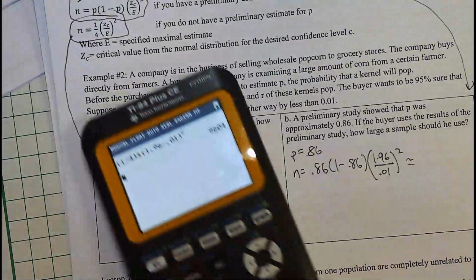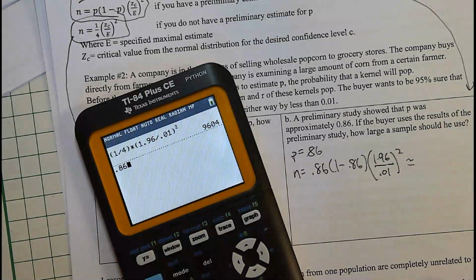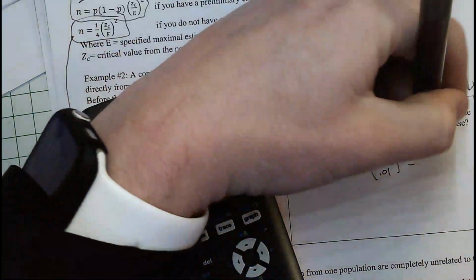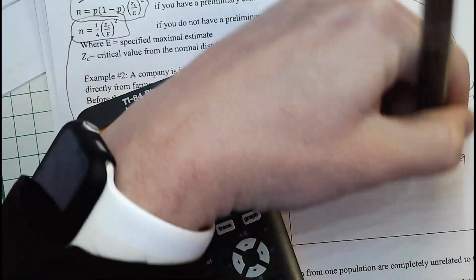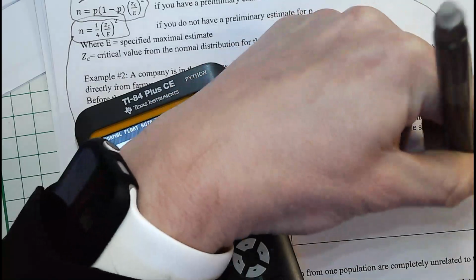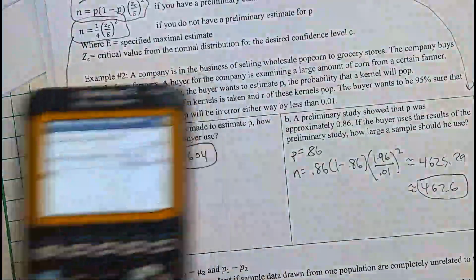You can enter this all at once: 0.86 times 1 minus 0.86 times 1.96 divided by 0.01 squared. That gives 4,625.29. So you want to round that up. Always round up here.